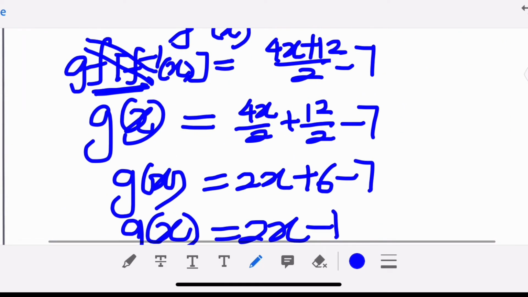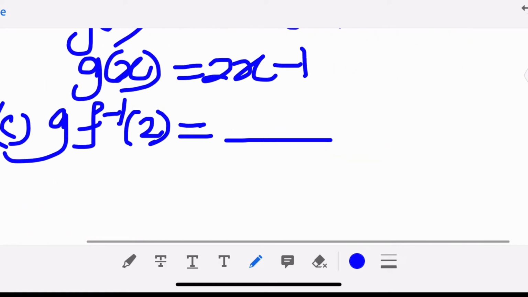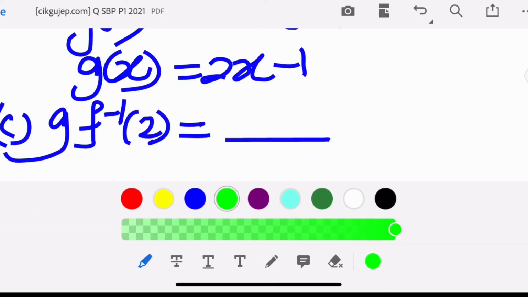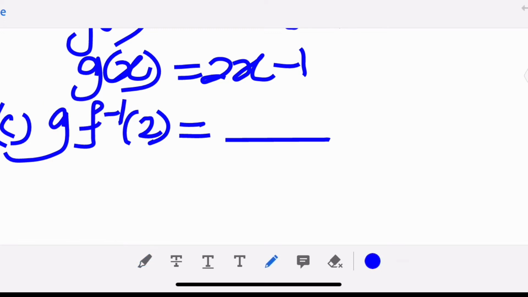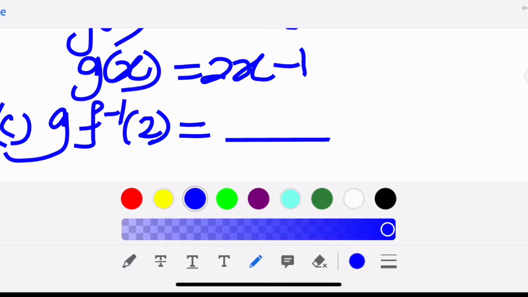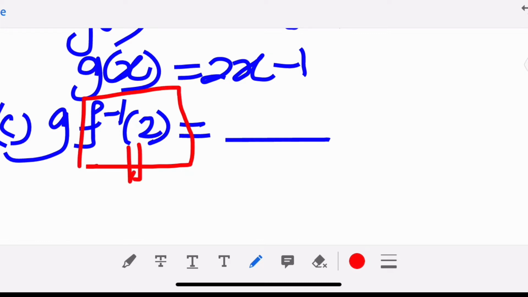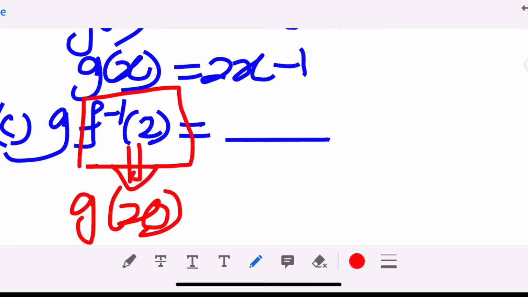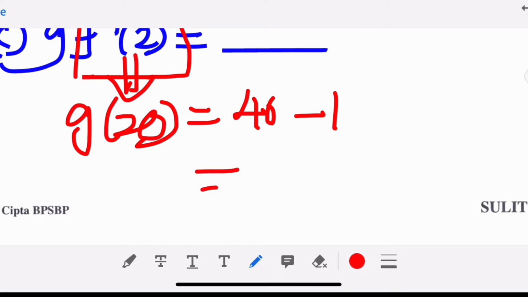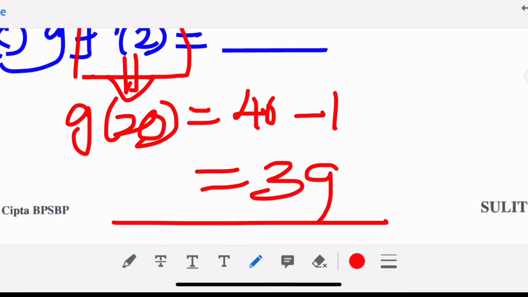That means the object now is, I'm going to explain to you, the object is this thing. So the object is 20, right? Just now we found out 20. So g(20), we substitute 20 here, and here. So we have 40 minus 1. So the answer is 39. Right, so this is the answer for g(20). So g(20), the answer is 39.